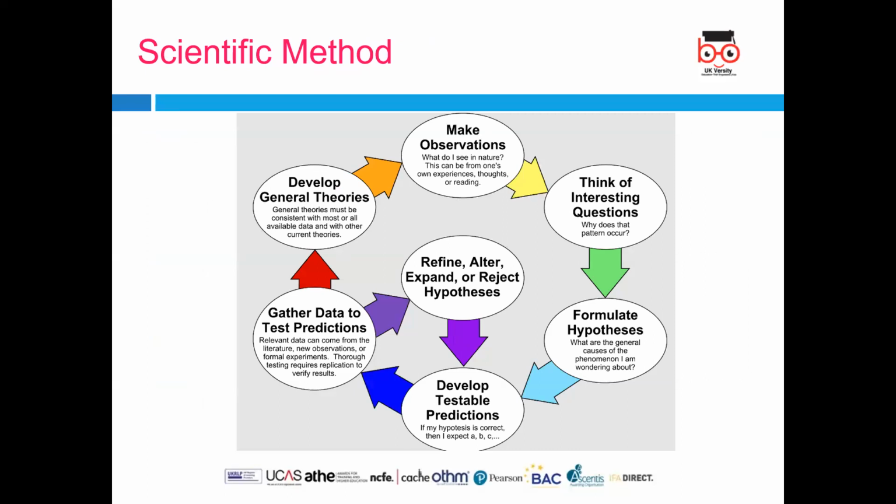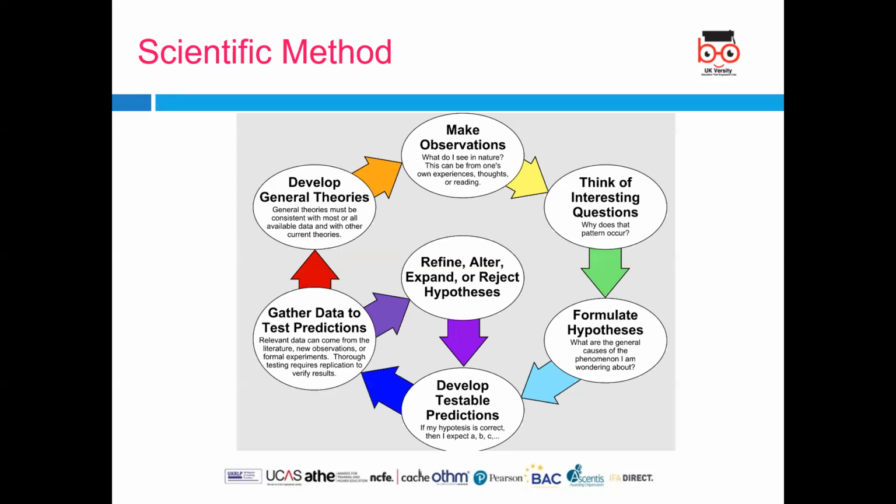So the general life cycle of how you test the hypothesis is given over here. So the first thing is that you think of interesting questions. Why does that pattern occur? Why is it that people who sleep more than 7 hours experience less fatigue? So then you formulate the hypothesis. What are the general causes of the phenomena I am working on? For example, if a company spends more on marketing, then it is likely to get more visibility. So that is one of the hypotheses that you can formulate.